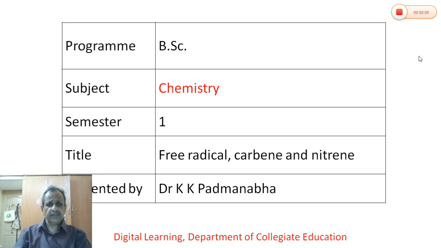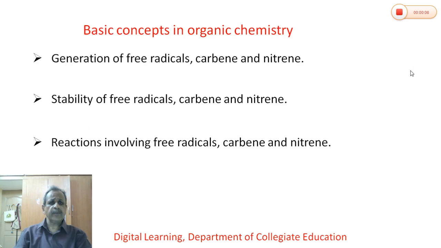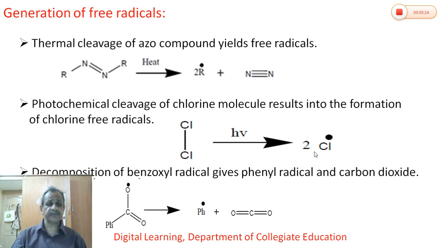In this session, we are going to talk about generation of free radicals, carbenes and nitrenes, stability of these intermediates, and reactions involving these intermediates. Let us talk about free radicals. Free radicals are generated by the homolytic bond cleavage of a covalent bond.